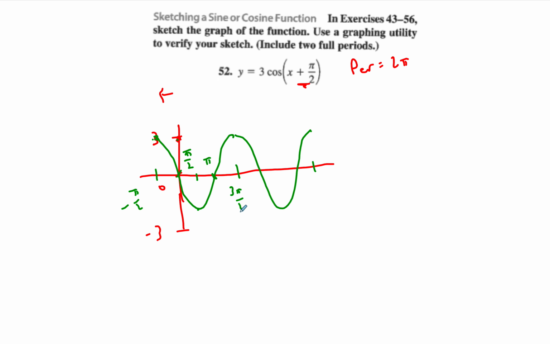So from 3 pi over 2, we add 2 pi. So we add 2 pi plus 2 pi, aka 2 pi is the same as 4 pi over 2, right? Because this is over 2. So this would be 7 pi over 2 is what this would be, right here. So 3 pi over 2, 4 pi over 2, aka 2 pi, 5 pi over 2, 6 pi over 2, aka 3 pi, and then 7 pi over 2, right?